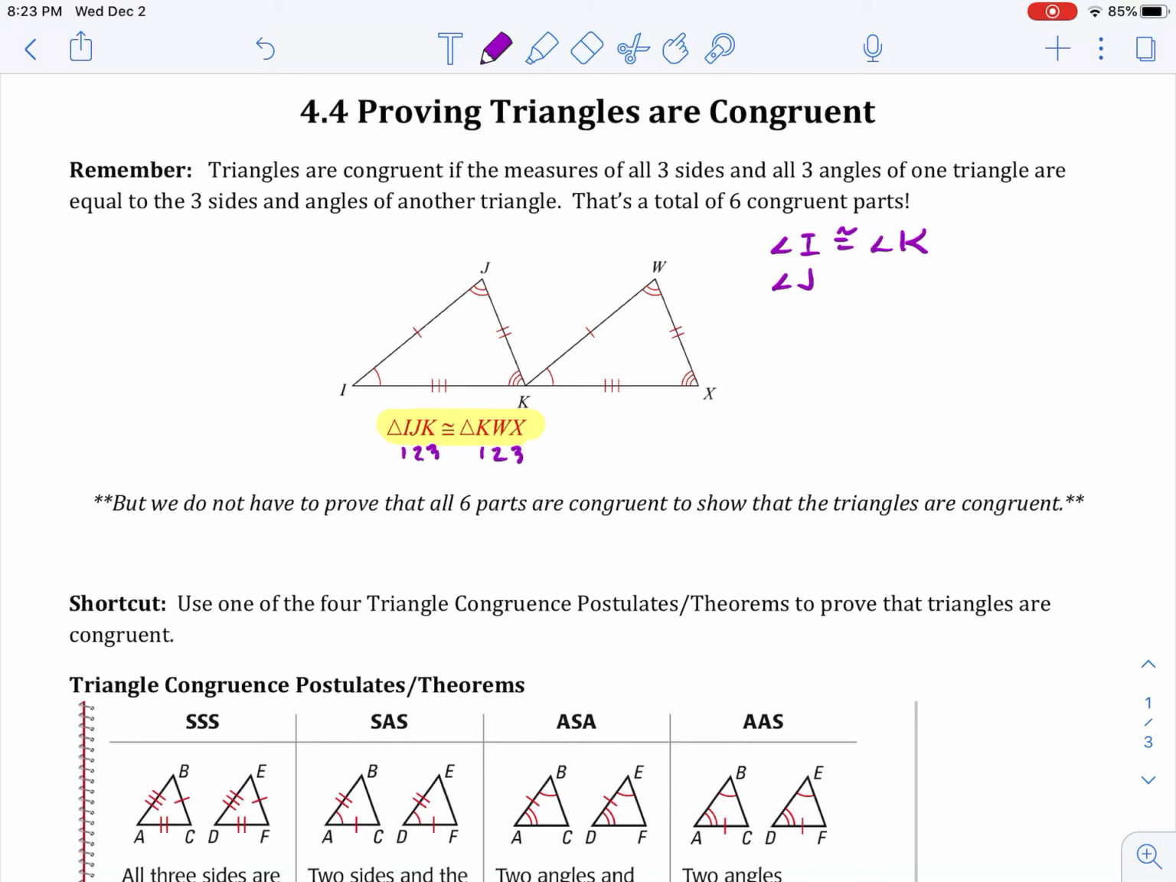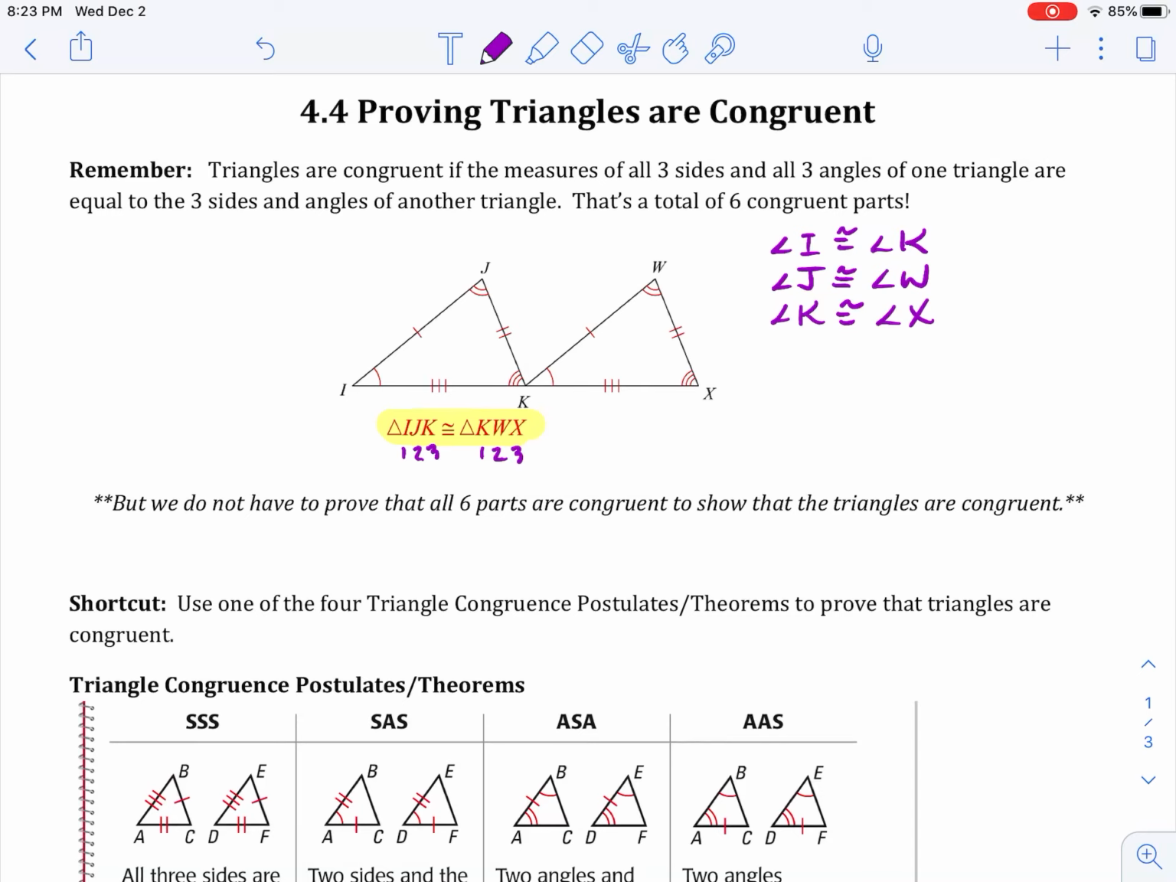Angle J is going to be congruent to angle W, because in the picture they both have double markings, and in the congruent statement they're both in the second spot. And then we could do it with angle K. Angle K is going to be congruent to angle X, again for the same reason. They both have triple markings on them, and they're both in the third spot in the congruent statement.